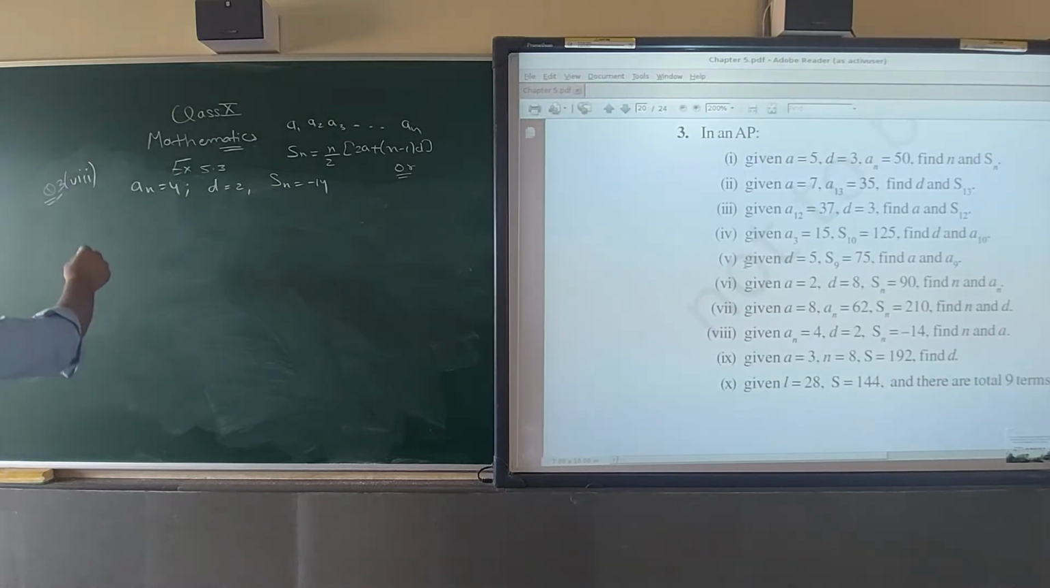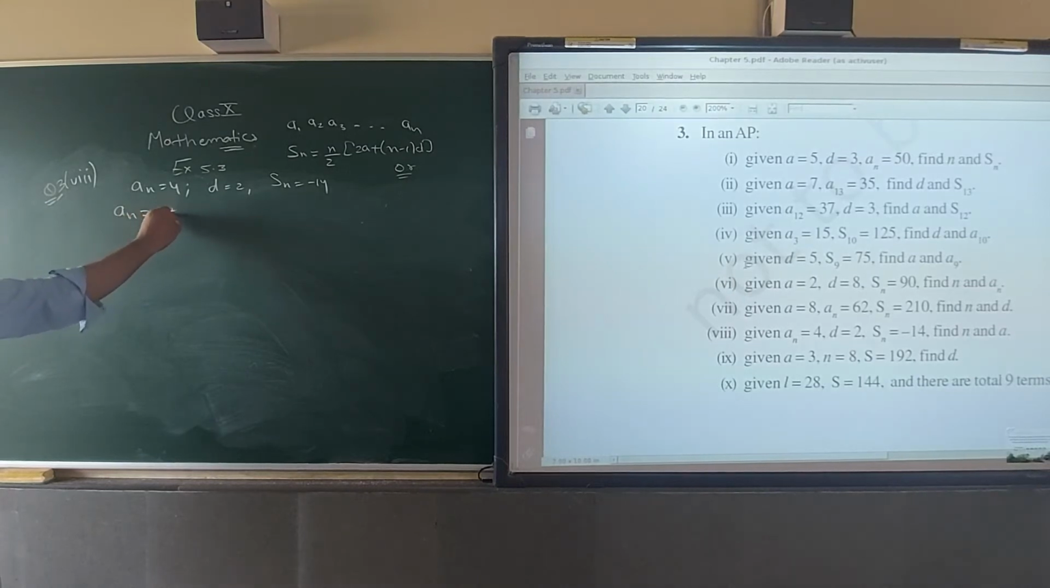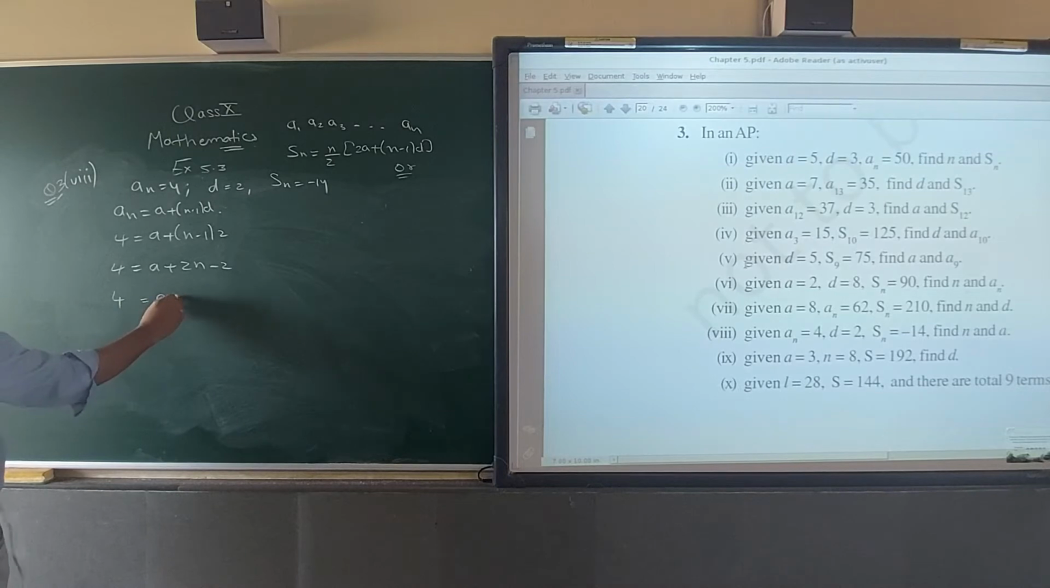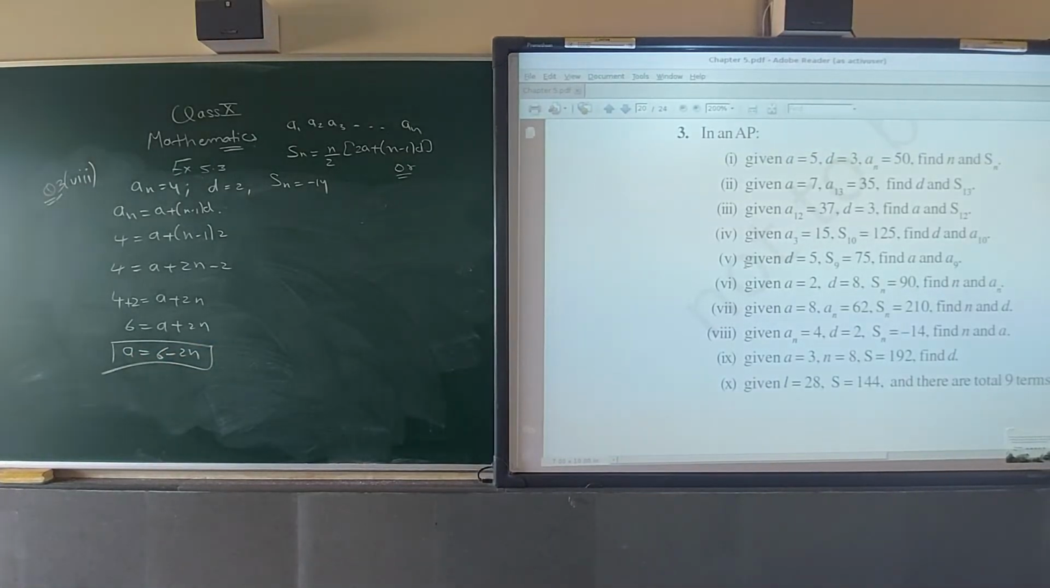Now first I apply the formula of an: a plus (n minus 1) d. Now an value is 4, a value we don't have, n minus 1, and the value of d is 2. Okay, 4 equals a plus 2 multiplied into (n minus 1), that is 2n minus 2. Then 4 equals a plus 2n, and minus 2 will be shifted here, it will be plus 2. So 6 equals a plus 2n, or the value of a is what? 6 minus 2n. We don't have the value of a and n, so this will be the result. It will be useful afterwards.